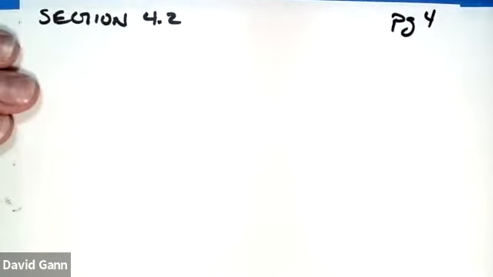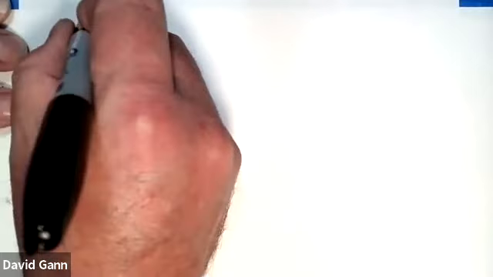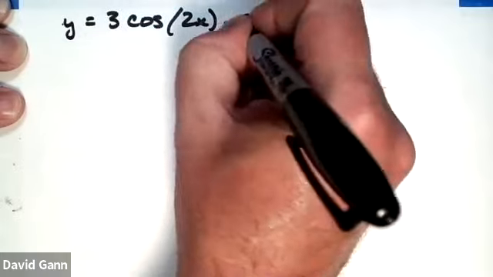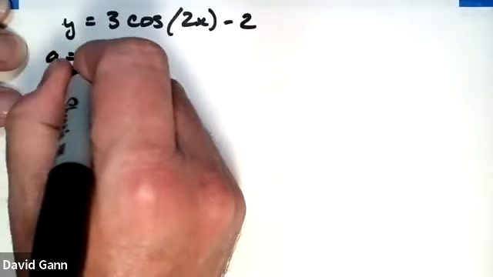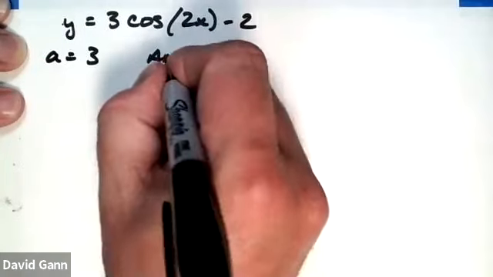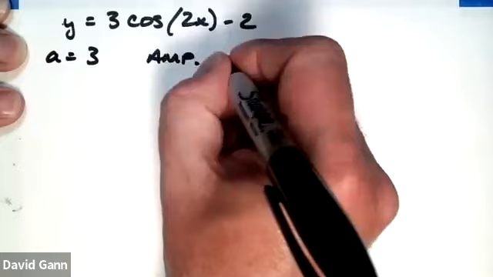We're now on page 4. I'll probably continue. I won't use this entire page, so I'll start our second segment on this page. So again, the equation is y equals 3 cosine of 2x minus 2. Note that a is equal to 3. It's not reflected, so the amplitude is equal to 3.